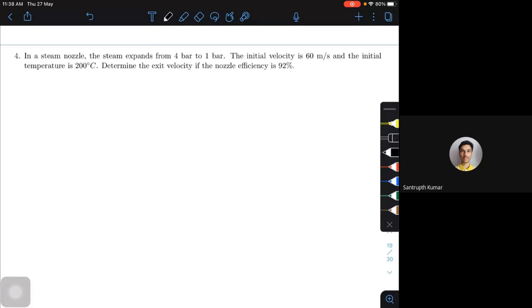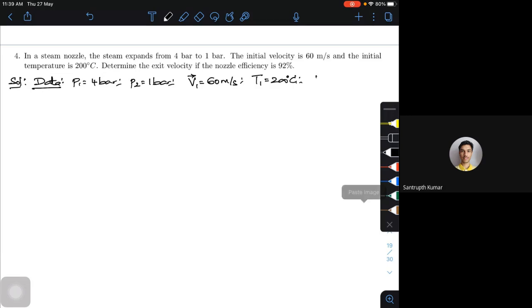Let me get the solution. What is the data that is given? P1 is equal to 4 bar and P2 is equal to 1 bar. The initial velocity V1 is equal to 60 meters per second, which used to be 0 earlier. Now V1 is 60, not 0, so we can't neglect it. And T1 is equal to 200 degrees Celsius. The nozzle efficiency is given as 92%.